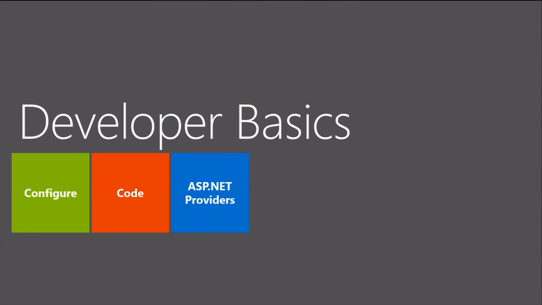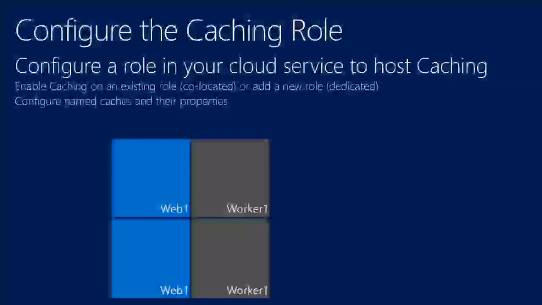So let's take a look at some of the developer basics. There's a couple of parts to configuring caching in your cloud services applications, and that's to configure the cache cluster, the cache client, and then to go ahead and write the code that utilizes the cache. And we're also going to quickly take a look at some of the ASP.NET providers that can utilize Windows Azure caching on the back end.